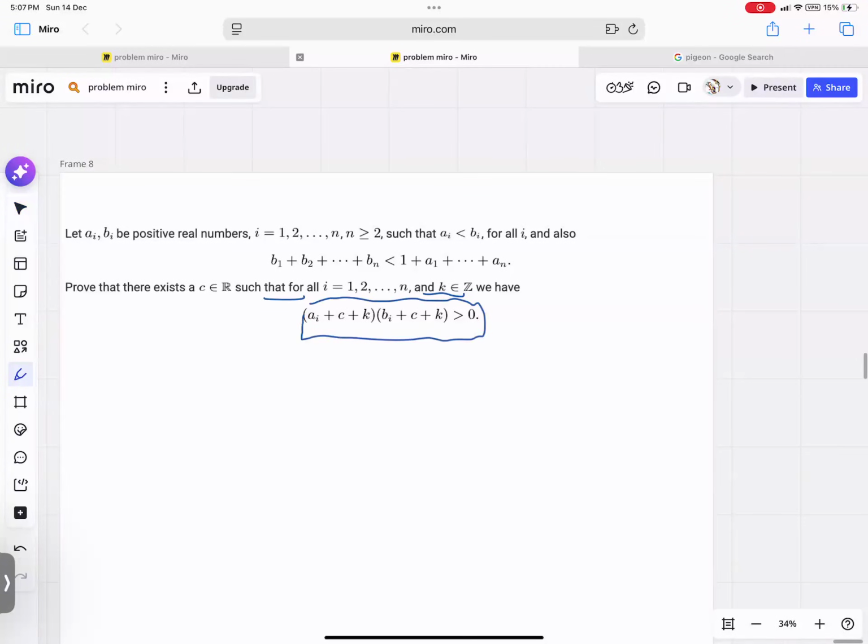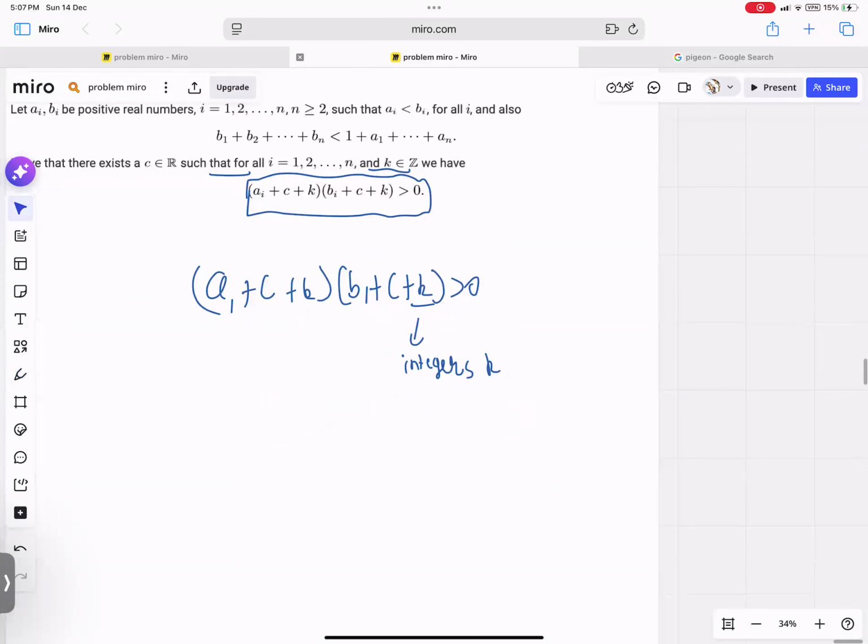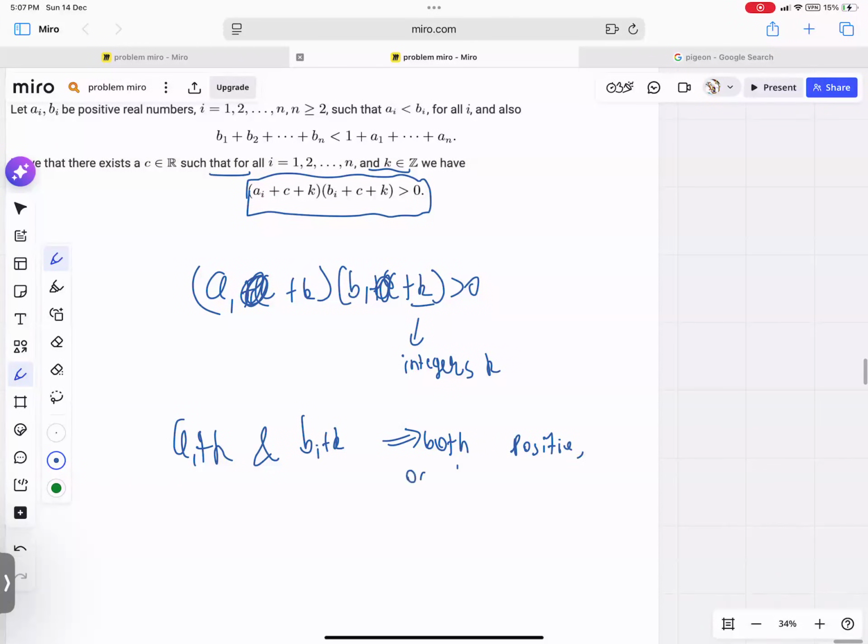Say we have AI plus C plus K times BI plus C plus K is at least 0 for all integers K. What does this mean? Both are either positive or both are negative. So for now, let's just ignore the C. We have AI plus K and BI plus K for all integers K, positive or negative, both positive or both negative.